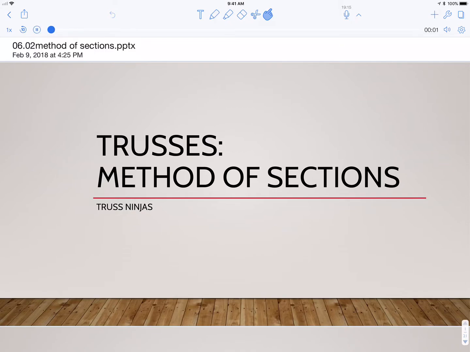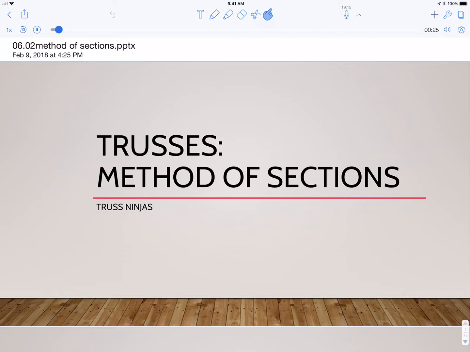We're going to move on now to a different method for analyzing trusses. We're going to look at something called the method of sections. This is kind of important for trusses, but the big thing is we're going to learn a method of analyzing structures where you make a cut and you look at what's happening to the structure internally. This will become clearer as we move on.